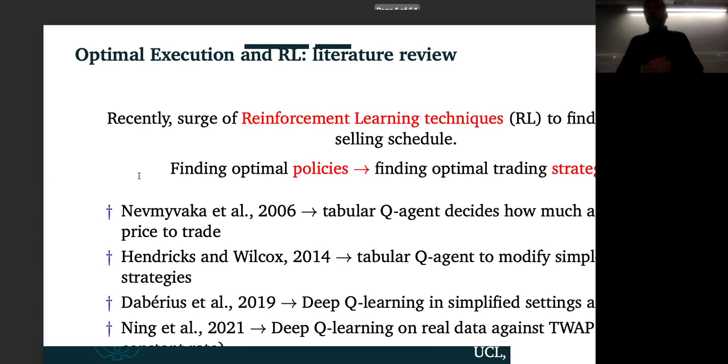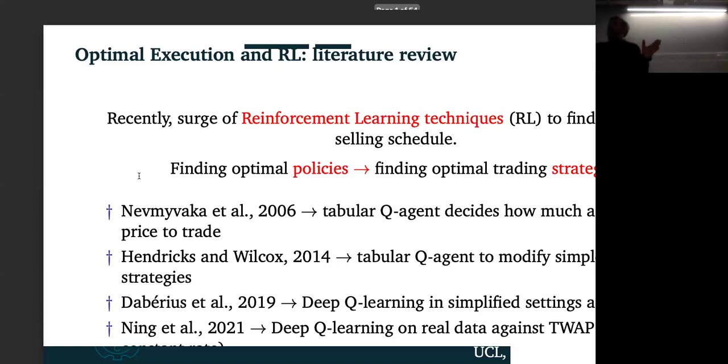So optimal execution with reinforcement learning is not a new topic. It has been around for a while. It's a list of some papers that try to find optimal policy for optimal execution. In particular, our starting point is this paper by Sebastian de Mungal and collaborators, which actually used double deep Q learning on real data without permanent impact to show that the method can learn a strategy that will outperform benchmarks, like for example, the TWAP.